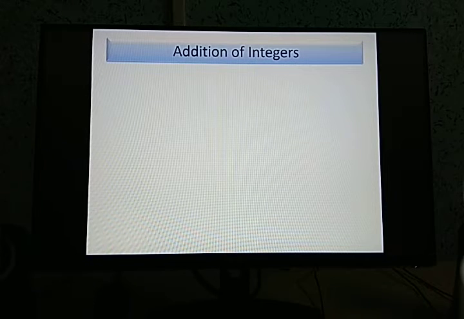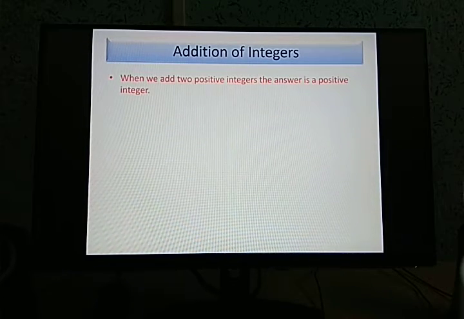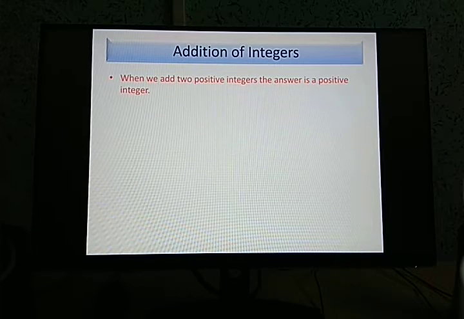Now as we know, there are two kinds of integers, that is, one is positive and one is negative. So we'll be discussing the various cases or conditions and how to add these integers. All this we'll be discussing in this slide. So look carefully. First, when we add two positive integers, the answer is a positive integer. This is very obvious. We all know this. So let us see one example.